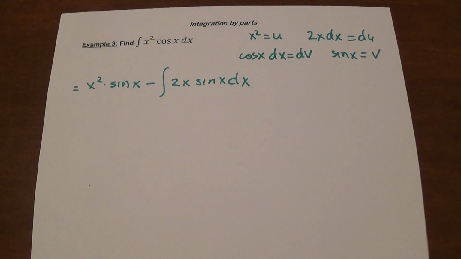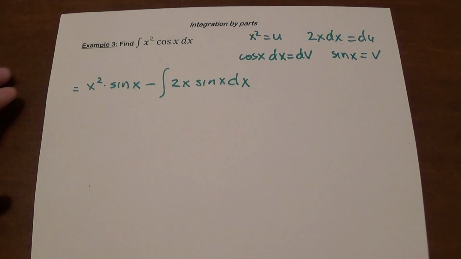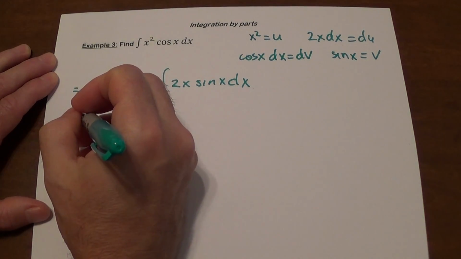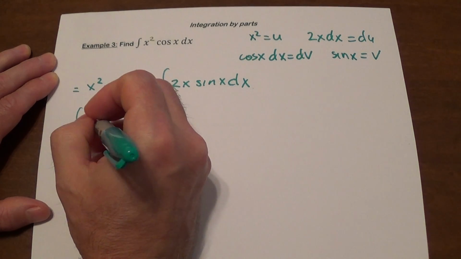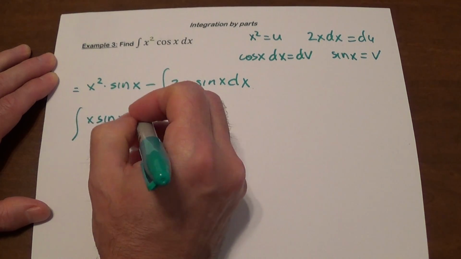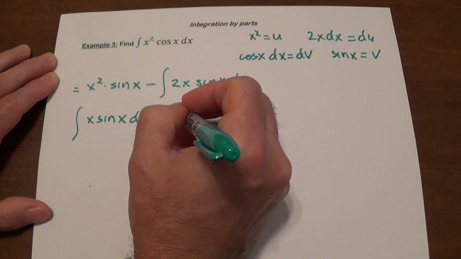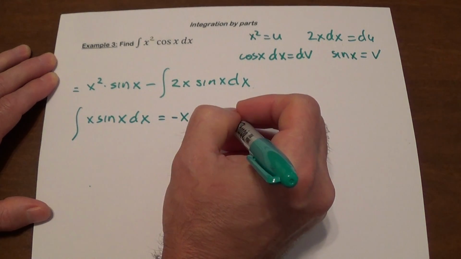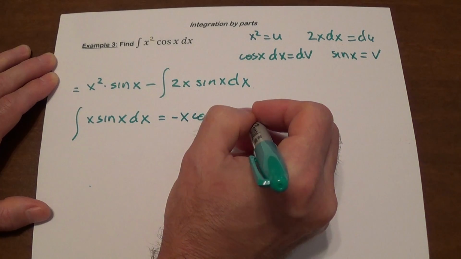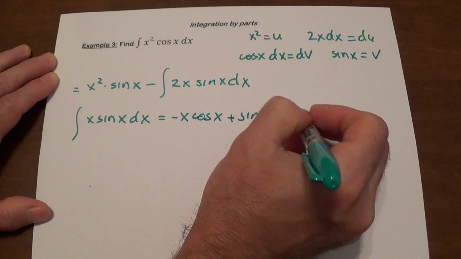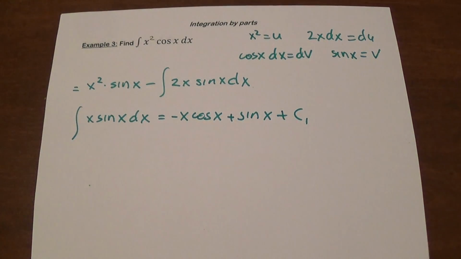And actually, I don't want to do that. If you want to do this, you can, but I'm going to refer to our first example where we actually integrated that. In our first example, we found that the integral of x sine x dx was negative x cosine x plus sine x, and then plus some c1. I'm going to call it c1 so I can finally merge all my c's together.